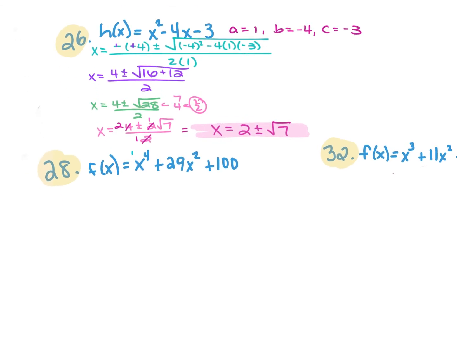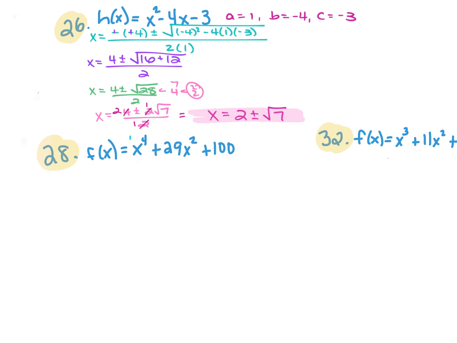For 28, you have f of x is equal to x to the 4th power plus 29x squared plus 100. Your factors of 100 that add up to be 29 are 4 and 25. So this can factor to be x squared plus 4 times x squared plus 25 is equal to 0.